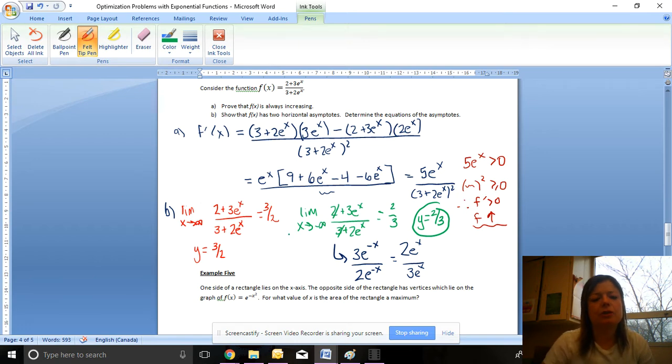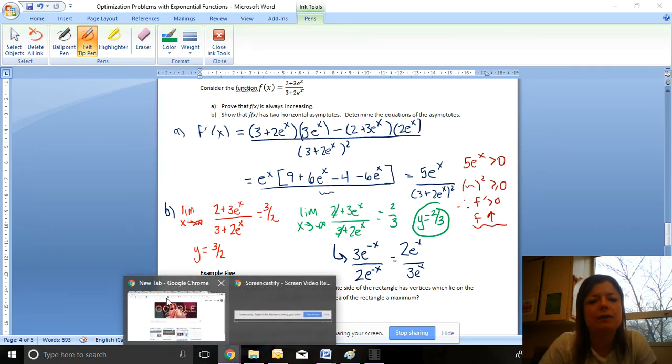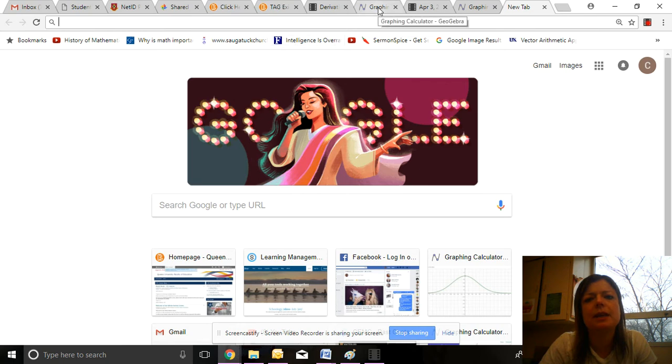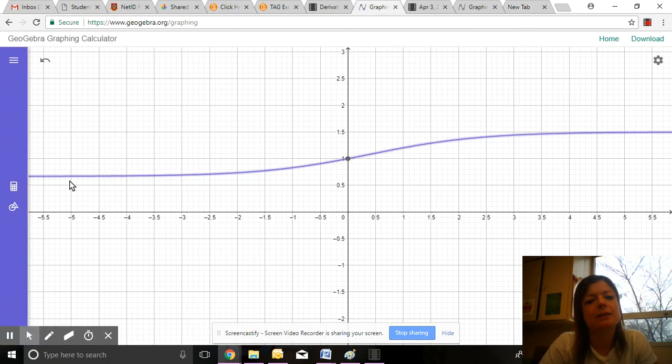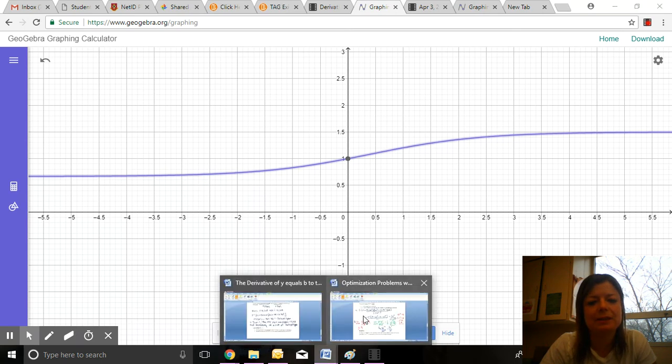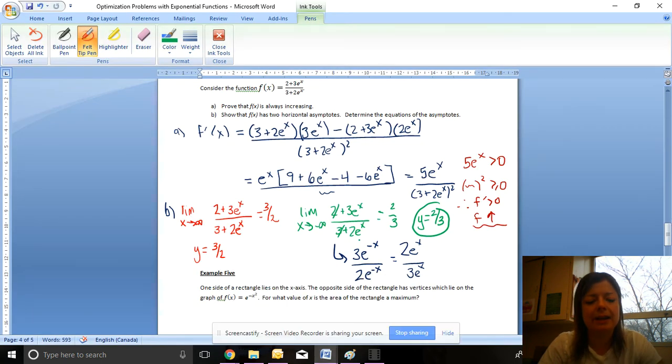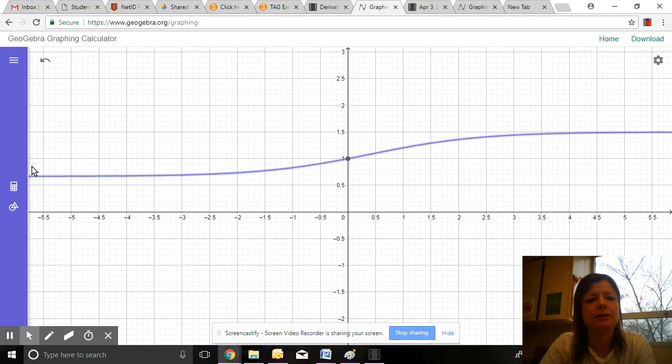So if we actually go to GeoGebra, I have this graph for you so you can see what it looks like. So there it is. This is the function. Here we have the horizontal asymptote of 3/2 or 1.5. And here, as we go to negative infinity, you can see it's 2/3. All right. And actually, you can also see that it's always increasing.